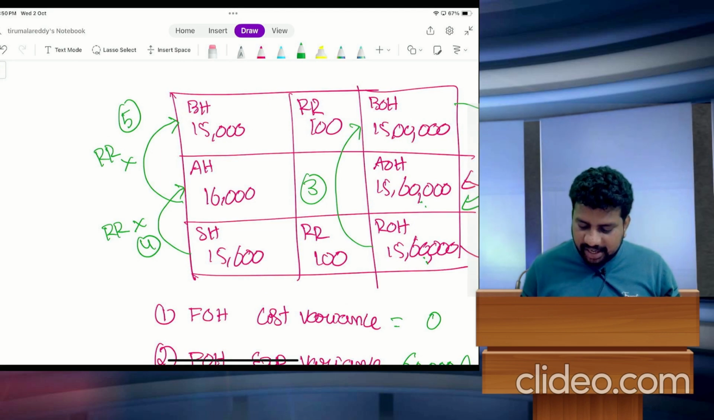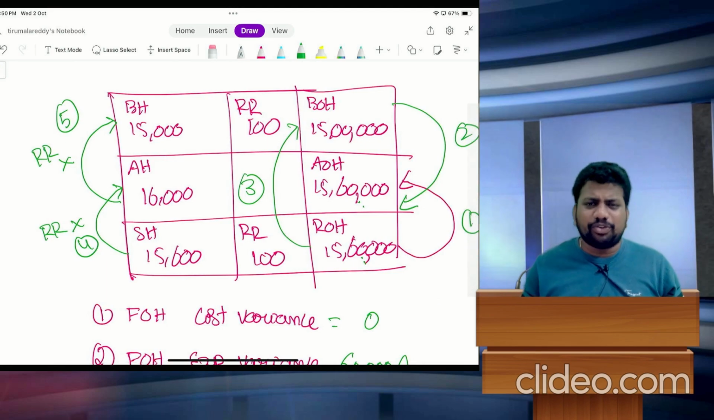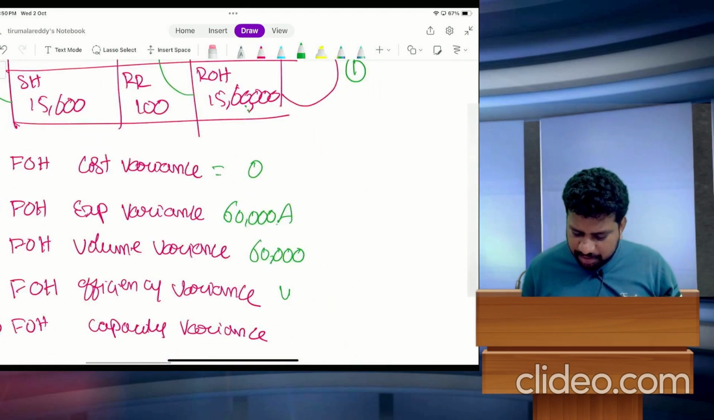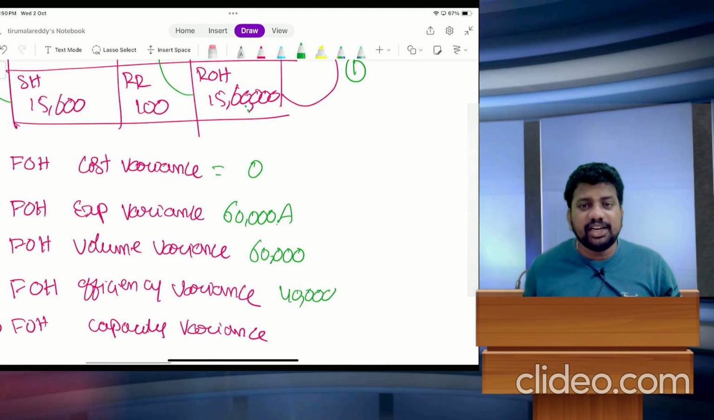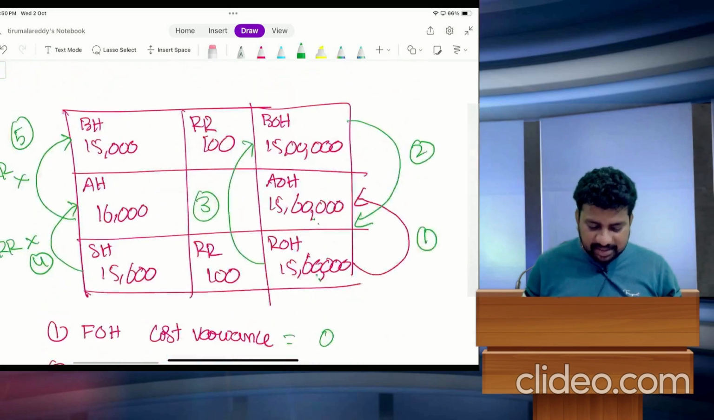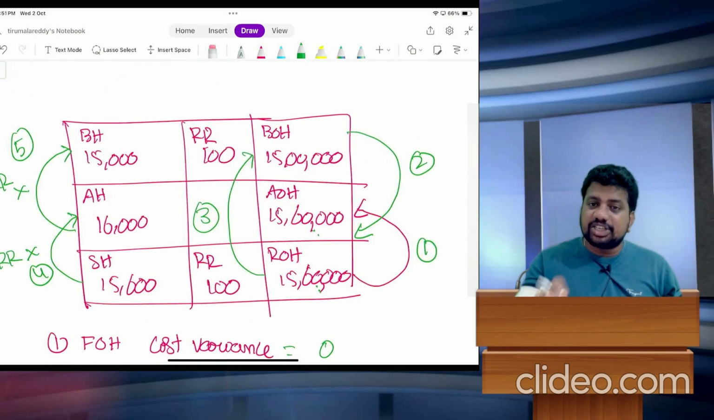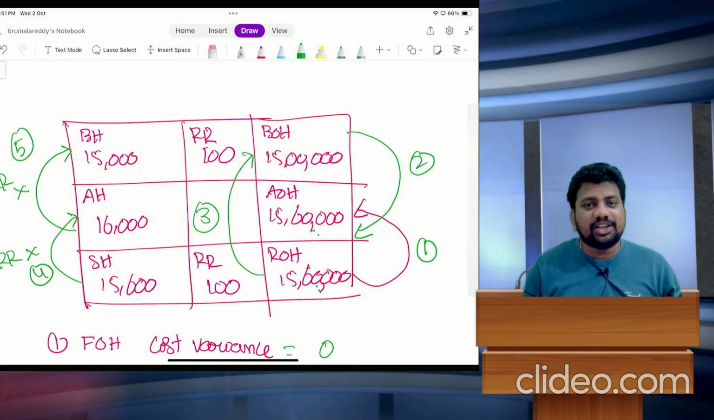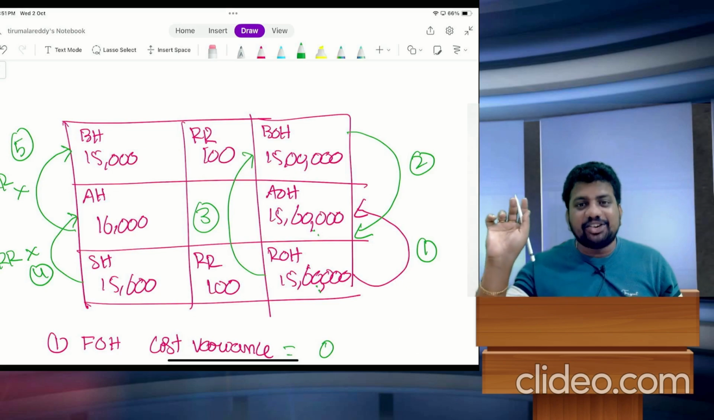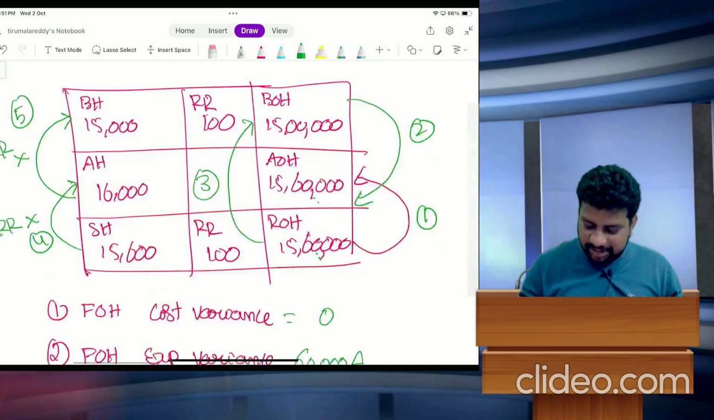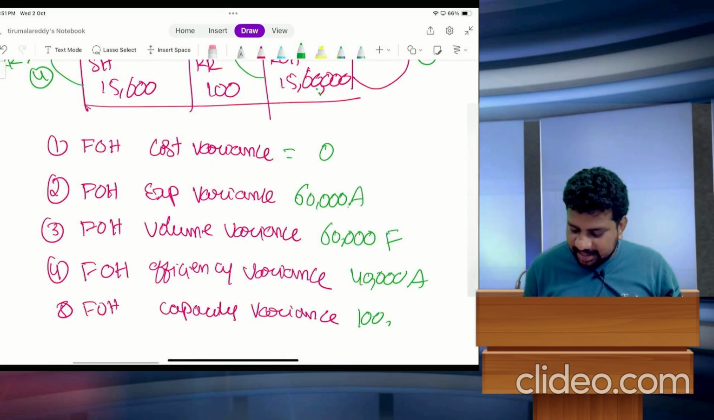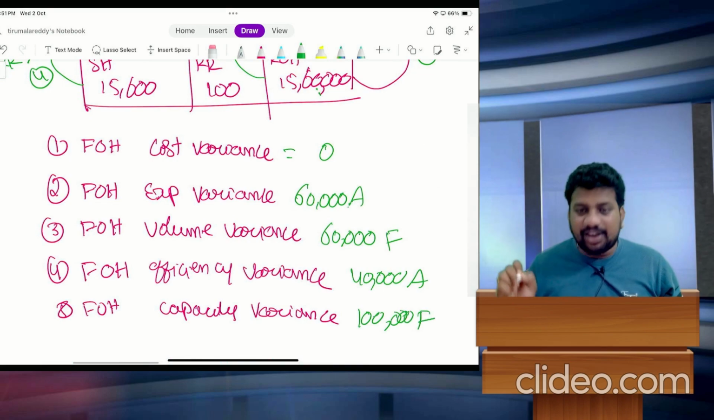Next, fourth variance, that is efficiency variance, SH minus AH multiplied with the RR, 15,600 minus 16,000. So negative 400 into RR, so 40,000 negative, that means 40,000 adverse. Fifth one, AH minus BH multiplied with RR, 16,000 minus 15,000, 1,000 into 100, 1 lakh positive, so again favorable. So this should be 1 lakh favorable.